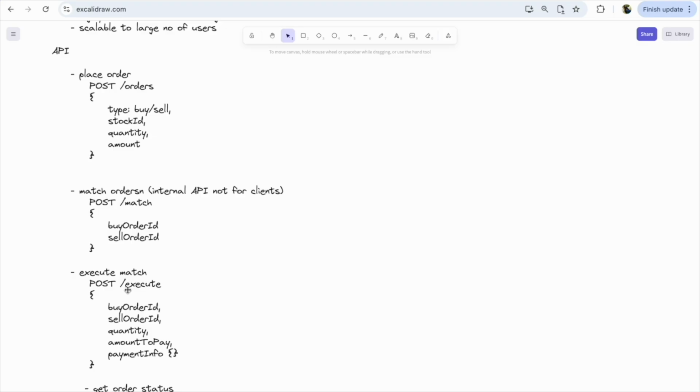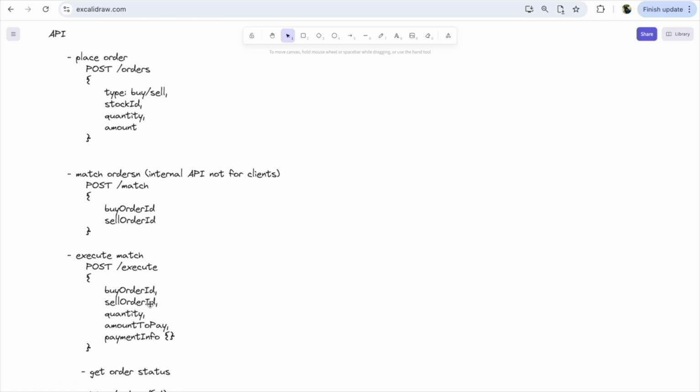Next, we have an API to actually execute the match. This would be a POST /execute API. It will take the buy order ID, sell order ID, the quantity, which for this example will be 5, the amount to pay based on the logic we'll discuss later, and the payment information. To actually execute the match, we need the payment details and all. So it will actually execute the match. We'll soon see why we have separated these two APIs. This one is just to match the buy and sell orders, and this is to actually execute the match.